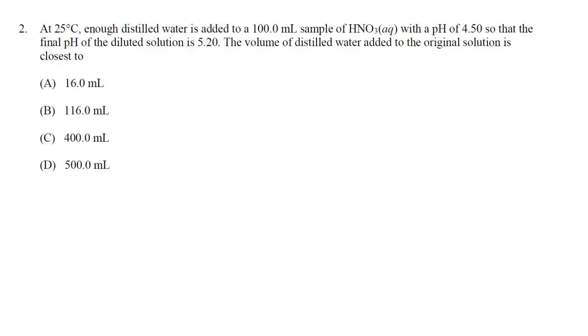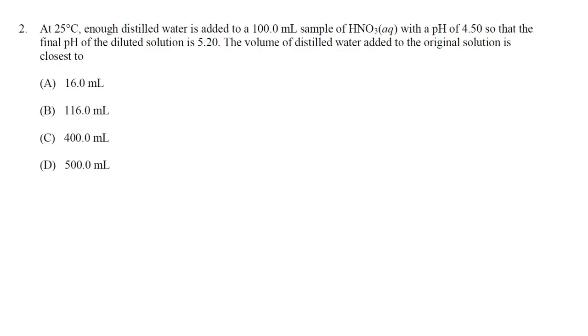Question 2 says the following. At 25 degrees Celsius, enough distilled water is added to a 100.0 milliliter sample of nitric acid, HNO3, with a pH of 4.50, so that the final pH of the diluted solution is 5.20.